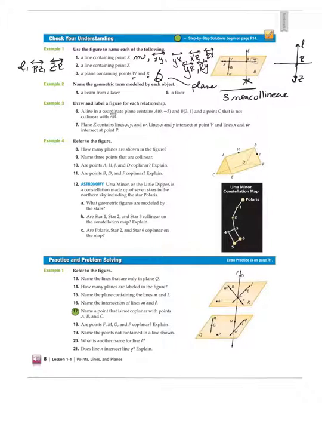Name the geometric term modeled by each object. The beam from a laser, like so, beam from a laser. That's going to be a point, isn't it? The floor is a flat surface, so a flat surface is a plane.